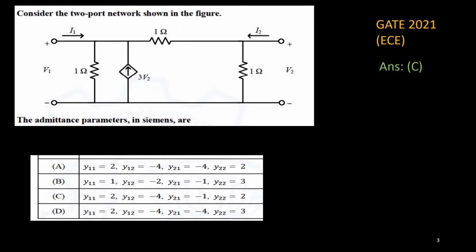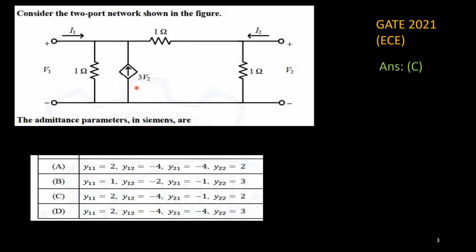Now you look at the figure. Here it says that it is a two-port network. So this figure looks like a pi network. One element is 1 ohm here, here it is 1 ohm, here it is 1 ohm. But with this pi network, one more element is connected here. That is one dependent current source. It is depending on this voltage V2, so its value is 3 V2. So a voltage dependent current source is connected here.